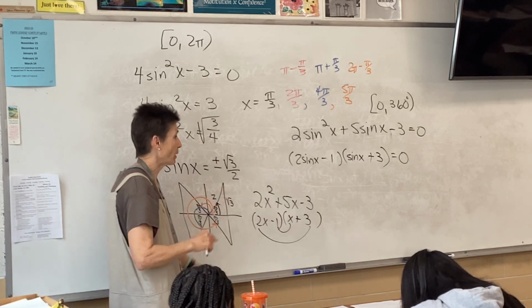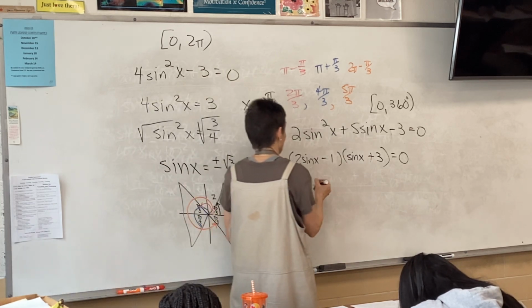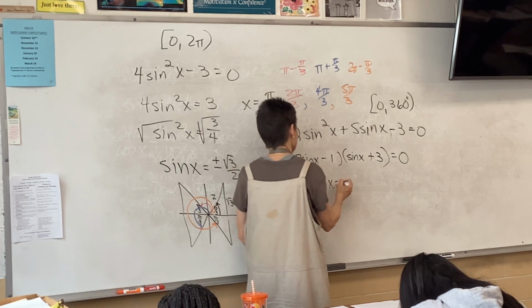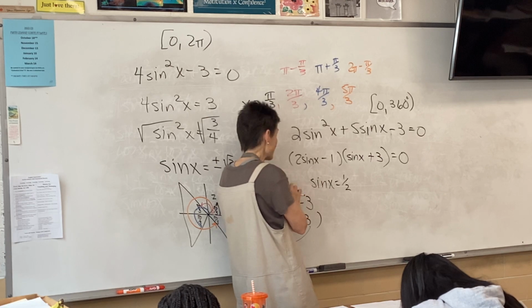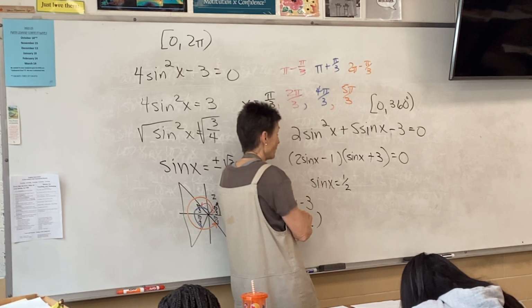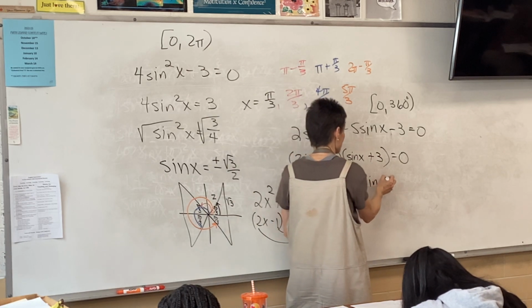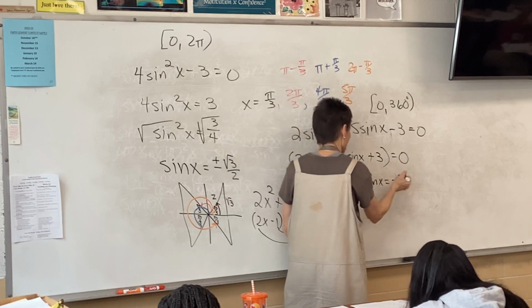All right. Well, no, we're not done. So that was a big part of it. Now what do we do? Now you have to start with 0. I'm going to set this one equal to 0. Write out as many steps as you need. Sine x is going to be 1/2, or sine x is going to be -3.